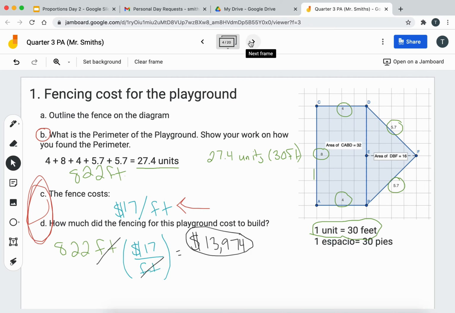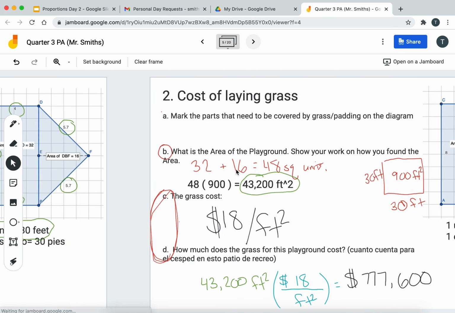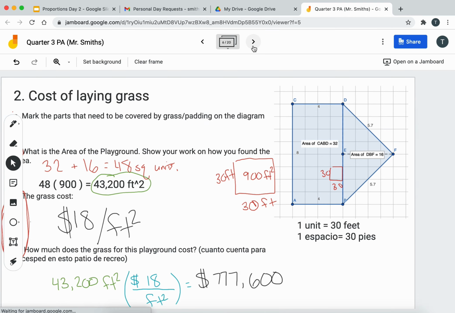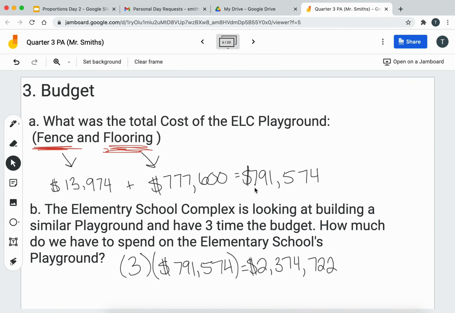And then in our last video, we found what the budget was for the Early Learning Center's playground. For me, the fence will cost $13,974. The grass I decided to use is real grass, which was $18 per square foot. The grass will be $777,600. So my total budget is going to be $791,574.